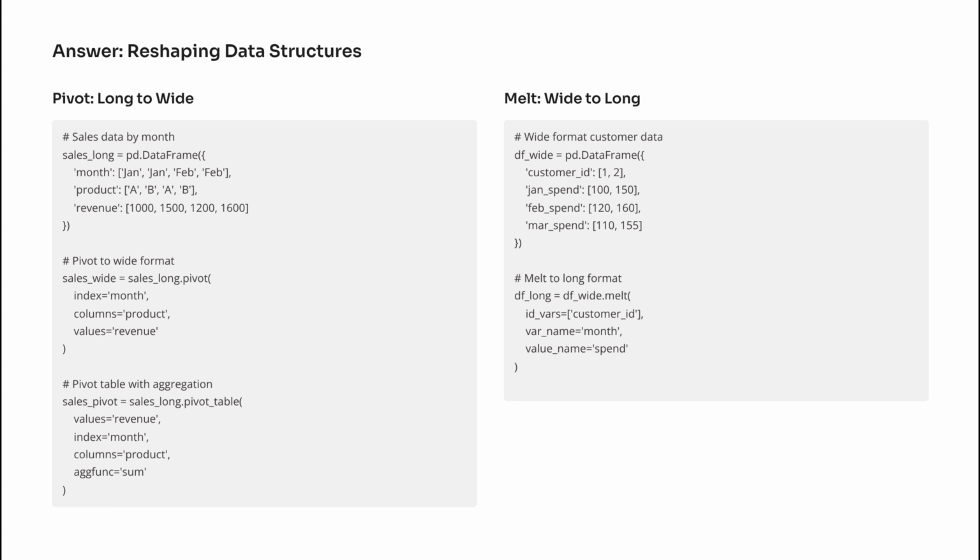In short, pivot makes your data wider for easy viewing. Melt makes it longer for flexible analysis. Both are essential for reshaping your data efficiently in Pandas.